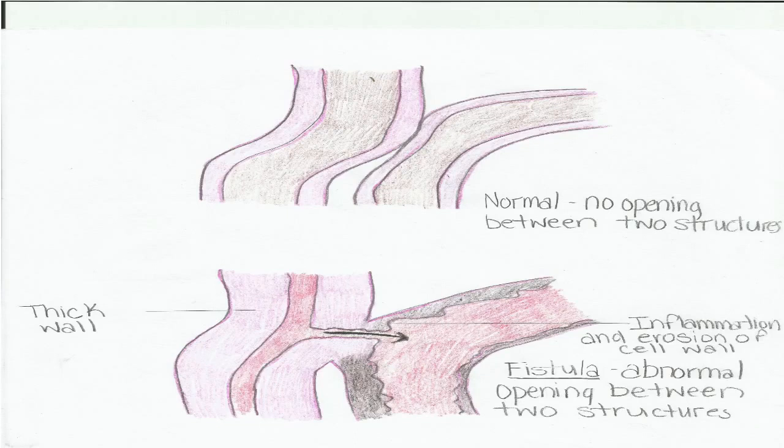Adhesions between two loops of intestine may develop from inflammation. Ulcers may penetrate the intestinal wall, causing abscesses to form. Fistulas, a connecting passage between two structures, may form as a result of the ulcers eroding through the intestinal wall. These can be found between two loops of the intestine, the intestine and the bladder, or the intestine and the skin.